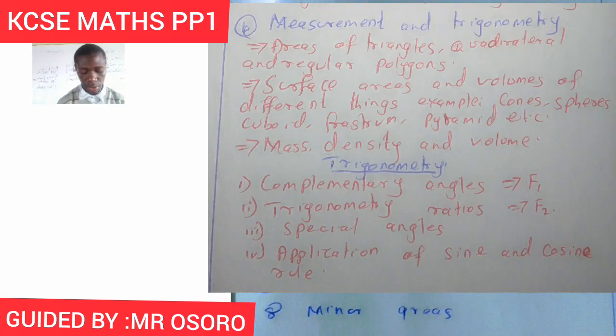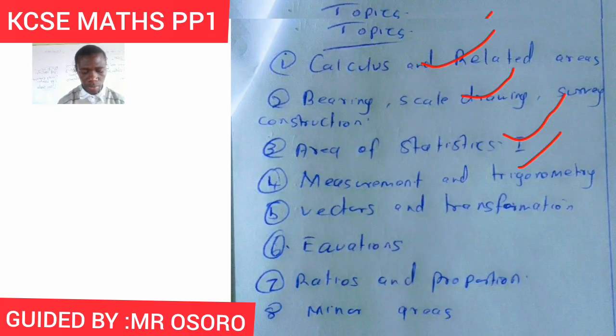Special angles, Form 2 work. And then you're going to talk about application of sine and cosine rule. And then you're also going to talk about the trigonometric ratios. So it is very important to understand that under measurements, you are also going to be tested on these areas that I've listed here. So we move to the next.